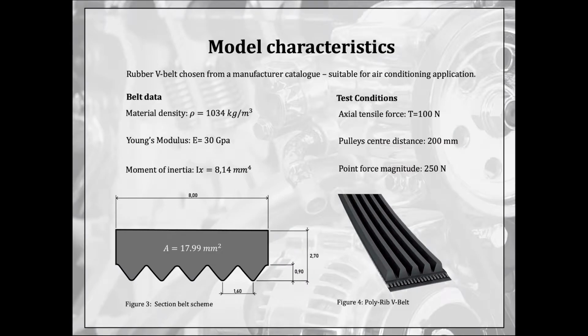A rubber V-belt was chosen from a manufacturer's catalogue, suitable for an air conditioning application. The belt data: density 1,034 kilograms per cubic meter, Young's modulus of 30 gigapascals, and a moment of inertia of 8.14 millimeters to the 4. The cross-sectional profile of the belt is also shown here in figure 3, with a total cross-sectional area of around 18 millimeters squared. Test conditions include an axial tensile force, previously mentioned, of 100 newtons. The distance between the centers of the pulleys is 200 millimeters, which is also the distance between the supports of the beam. The point force magnitude used was 250 newtons.